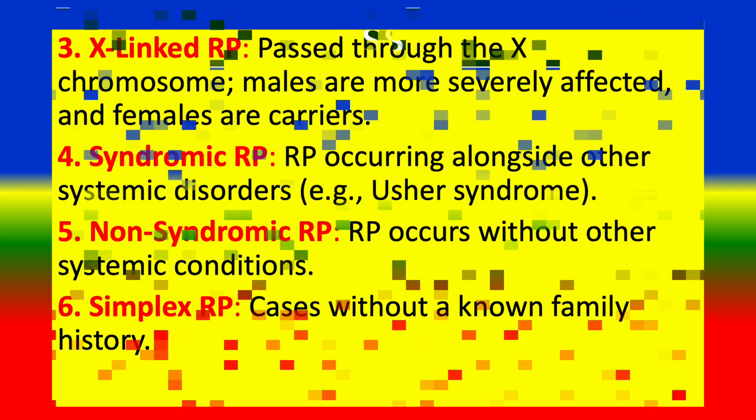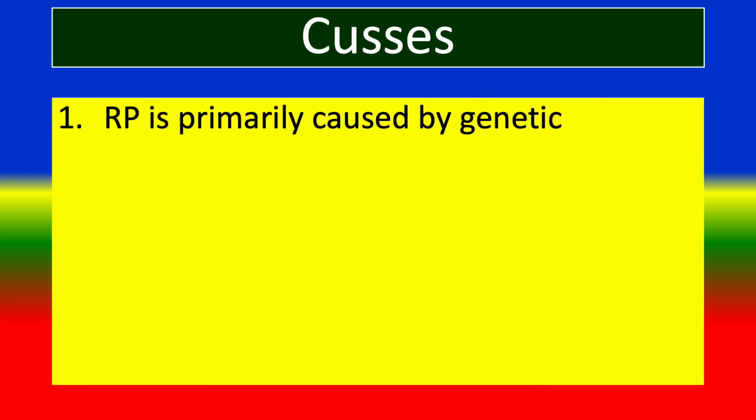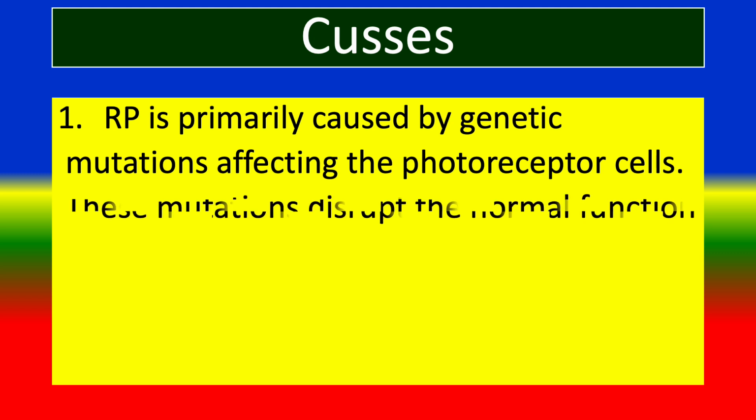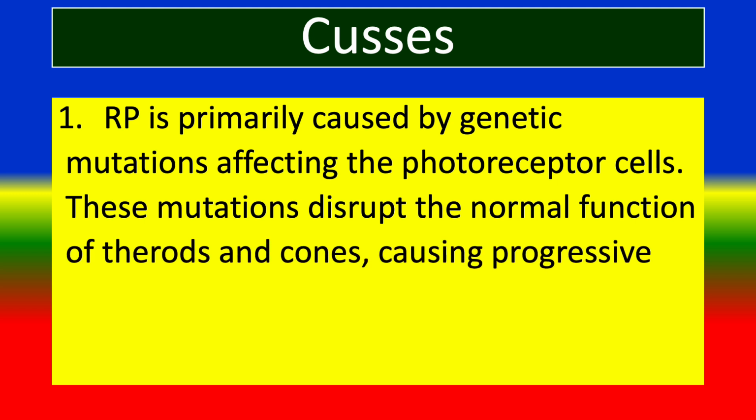Causes: 1. RP is primarily caused by genetic mutations affecting the photoreceptor cells. These mutations disrupt the normal function of rods and cones, causing progressive cell death.